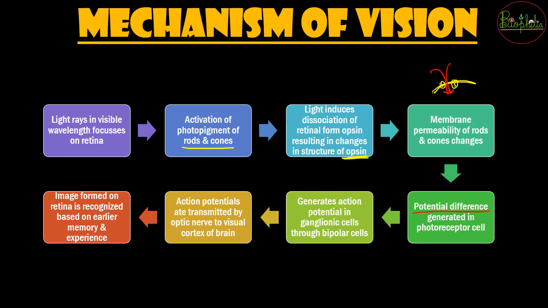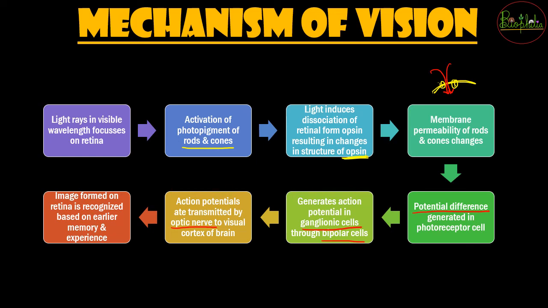As soon as there is a potential difference generated, that means action potential set हो चुका है. और action potential कहाँ set होगा? Action potential set होगा into the ganglionic cells through the bipolar cells. So bipolar cells से ganglion cells पर जाएगा और ganglion cells के axons क्या कर रहे थे? The axons were forming the optic nerve. So these action potentials will finally go to the optic nerve और optic nerve कहाँ पे जाके terminate होगी? At the visual cortex of the brain.